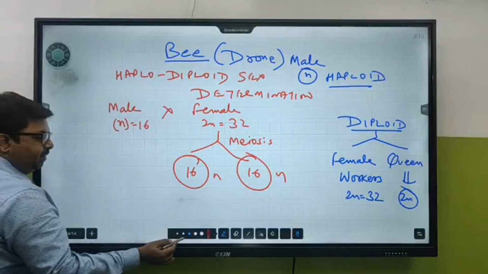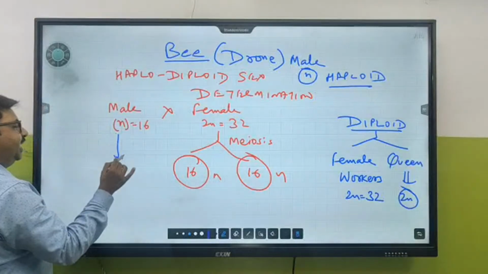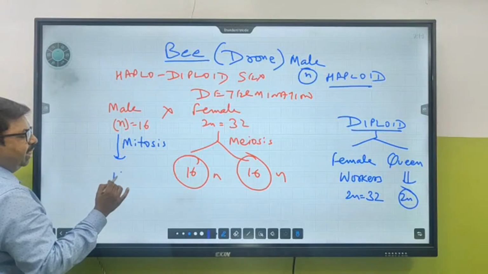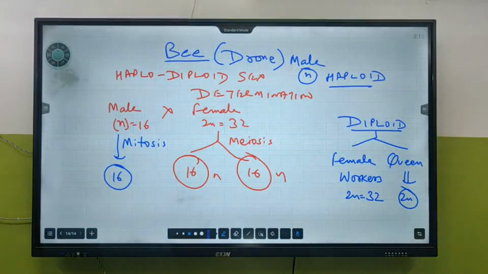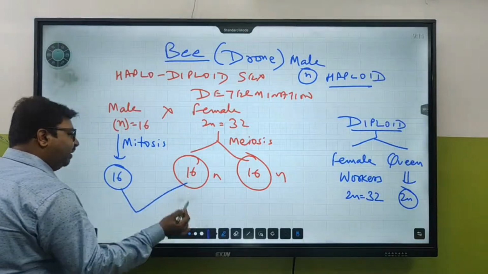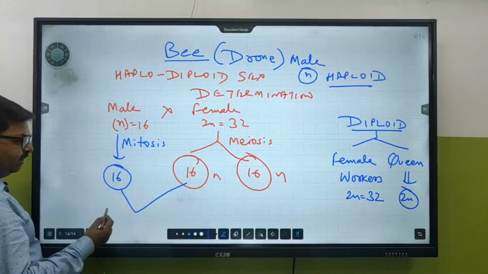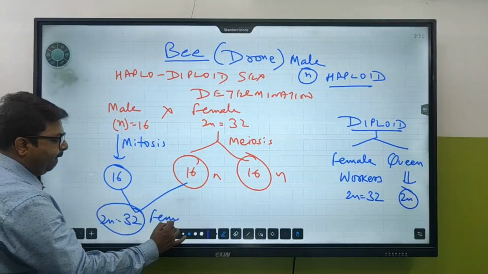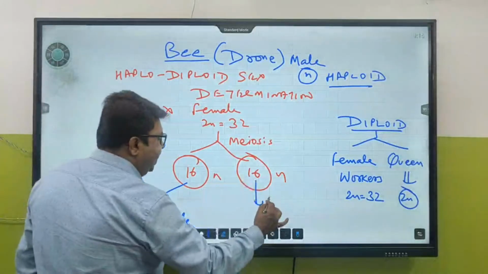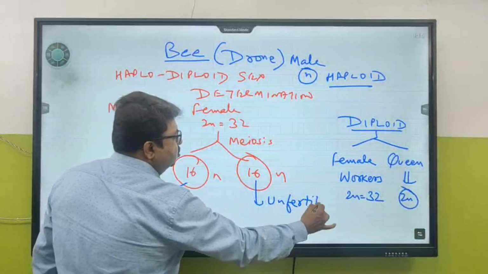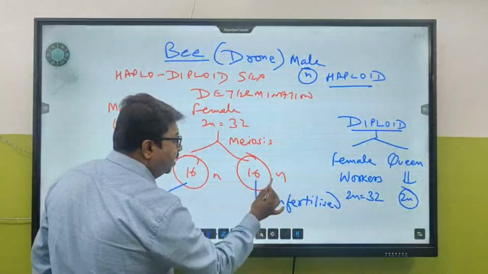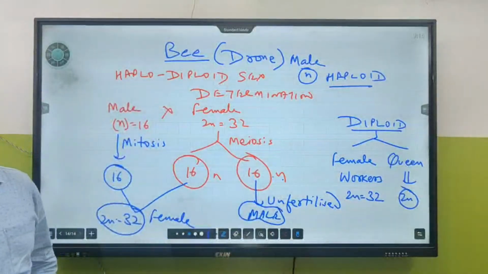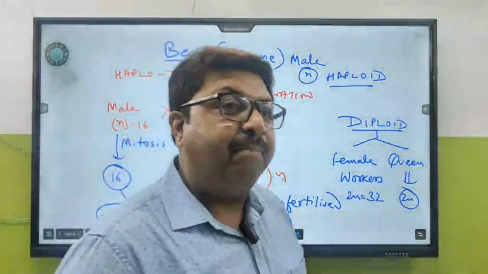But because the male is haploid, you cannot expect meiosis to happen. We can expect mitosis, and it is going to give rise to a gamete having 16. So if this 16 from the male fertilizes this female ovum, it is going to give rise to 32. So 2n equal to 32 means female or male? And if this ovum remains unfertilized, there is no sperm to fertilize it, it becomes n. N means male. So this is the male honeybee, a haploid male bee.